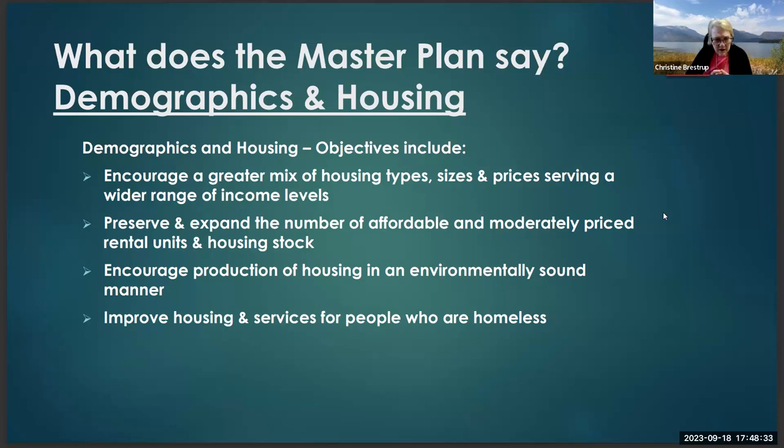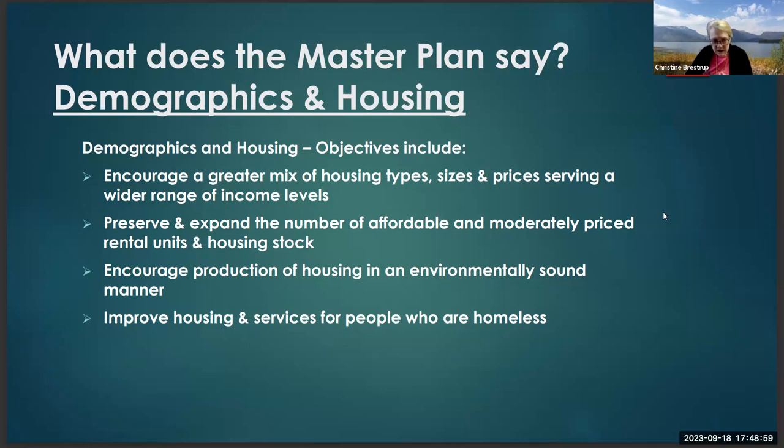But we do have this as a kind of a front and center issue that we are working on a daily basis. Preserve and expand the number of affordable and moderately priced rental units and housing stock. And this is something that we've been successful in regard to affordable housing, not as successful with regard to moderately priced housing. So that's something that we really need to put an effort into going forward.